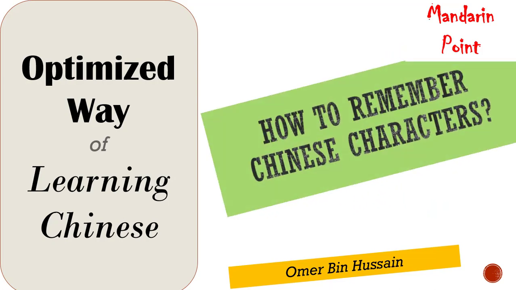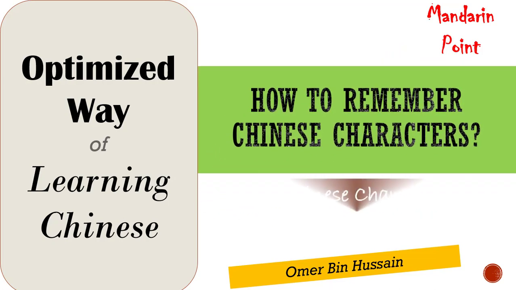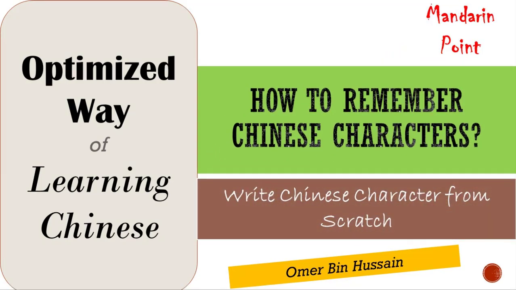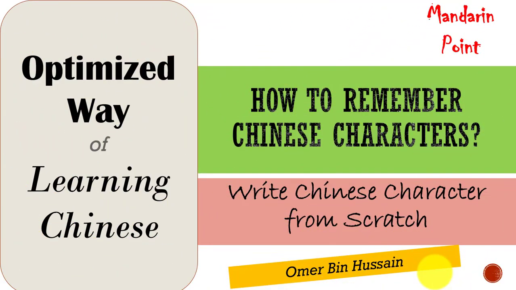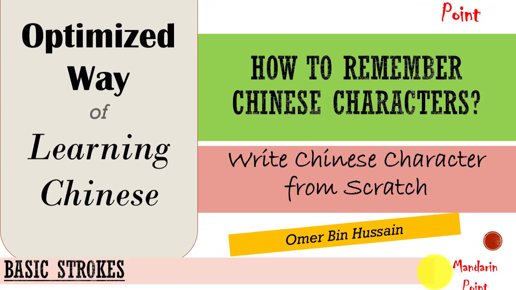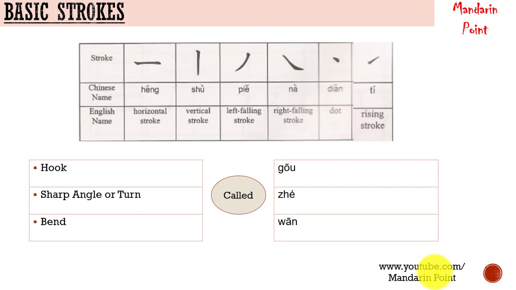Today we are going to discuss the question: how to remember Chinese characters. Which strategy should be followed so that we can remember a Chinese character for a longer period of time and, at the same time, differentiate it from other Chinese characters? We will start our discussion with a review of the Chinese strokes that we have studied in our previous lessons.